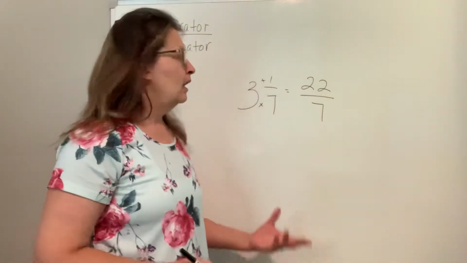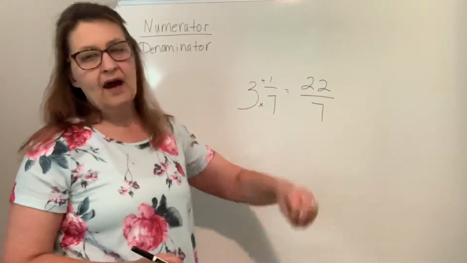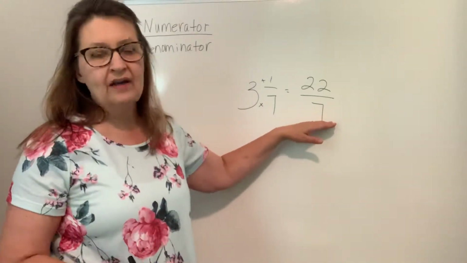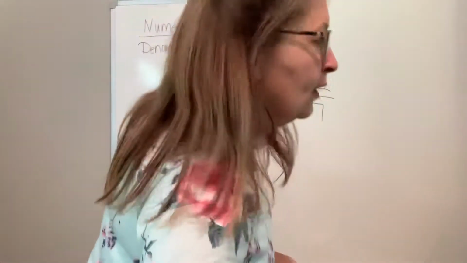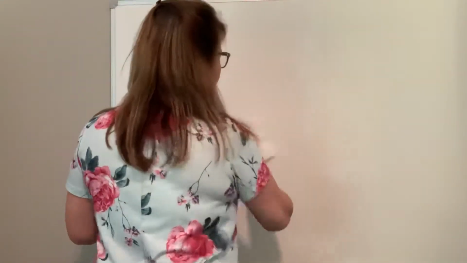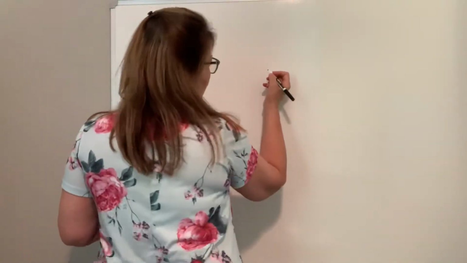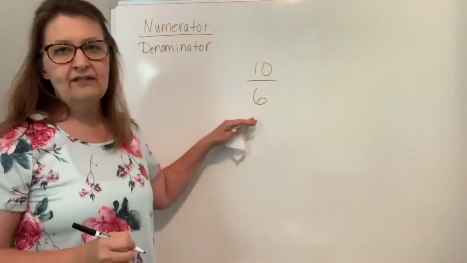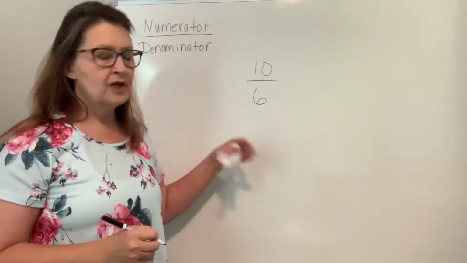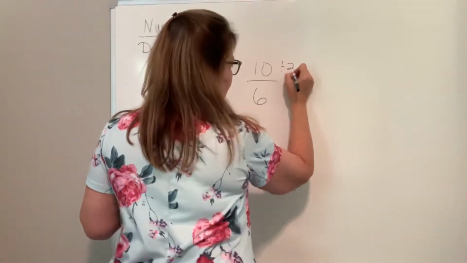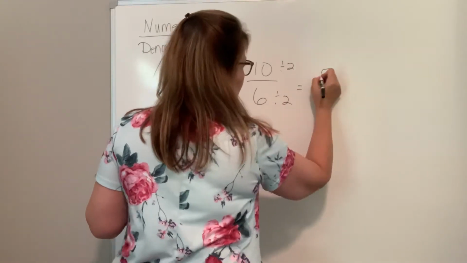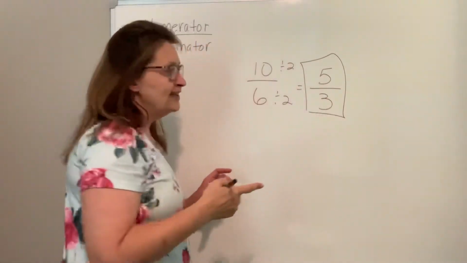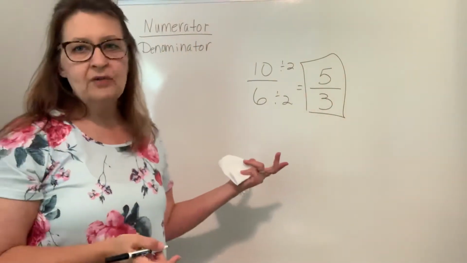Okay? Most of the time when you get into higher maths, you're going to leave your fraction improper. That's fine, as long as it's lowest terms. Now, what I mean by that is, if you have 10/6, you can't leave this because it's not lowest terms. If we divide both of these by 2, we get 5/3. Now this fraction is improper, but it is lowest terms.